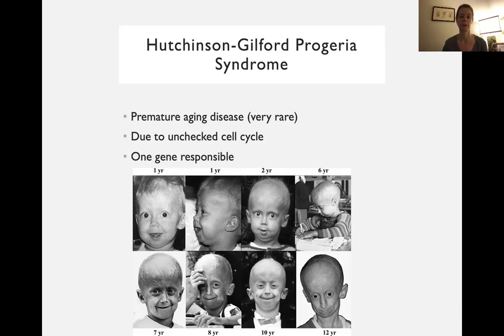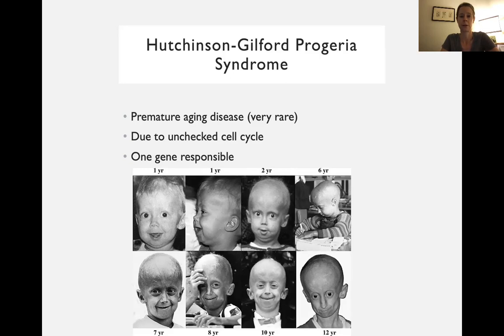Okay, and you can see the effects of it. A 1-year-old doesn't show many effects, but by 12 years, a lot of what we think of as symptoms or characteristics of a more aged person is showing up in just a 12-year-old. So the lifespan, obviously, for individuals with progeria syndrome is, unfortunately, not very long.